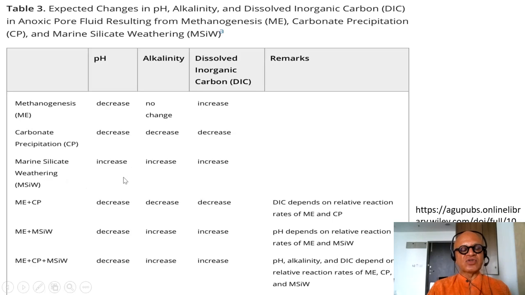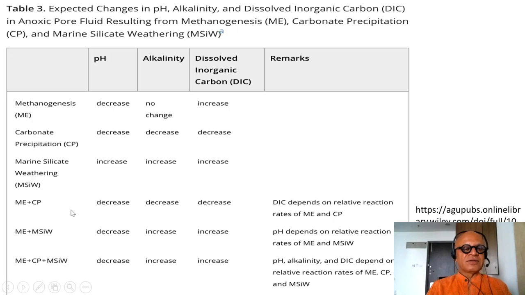Okay. Marine silicate weathering will increase pH. That's obviously going to be counterintuitive as well. We are thinking on land, we are taking CO2 plus H2O and doing silicate weathering, but when we have marine silicate weathering, we are increasing pH and increasing alkalinity and increasing dissolved inorganic carbon.